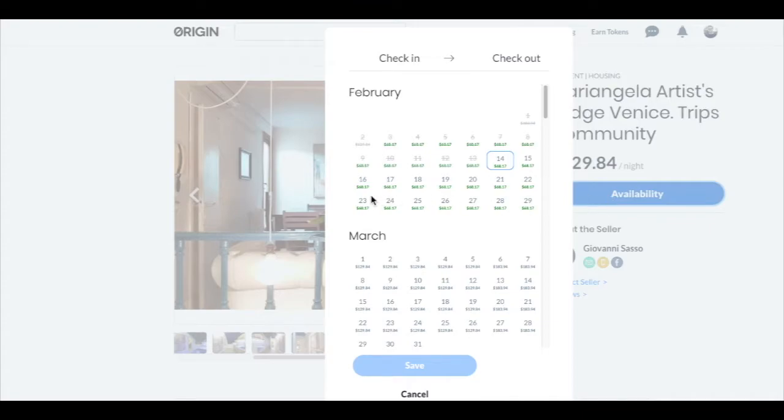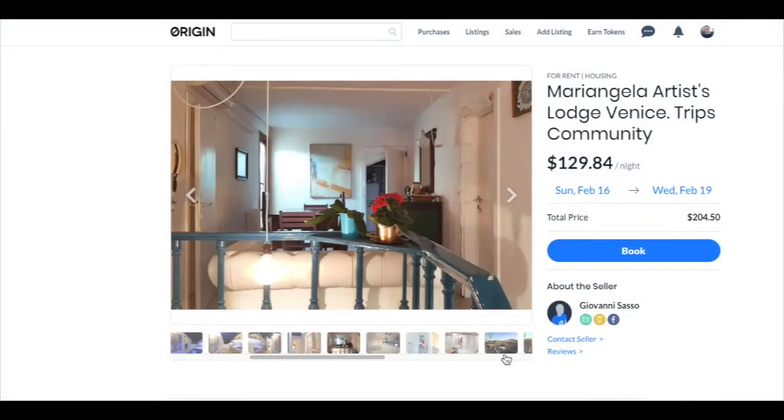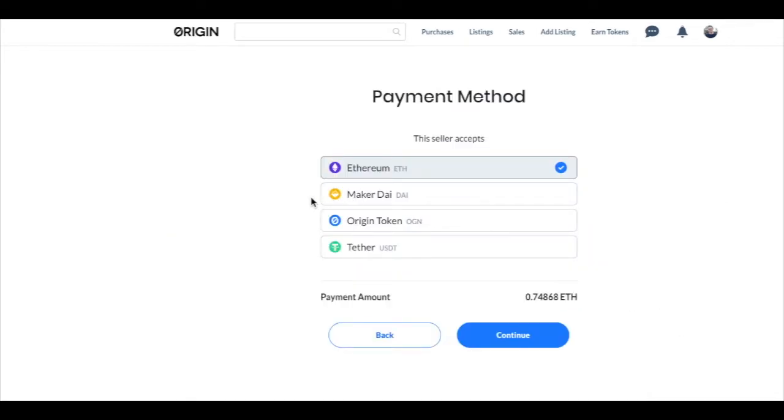It's free. I want to book from the 16th to the 19th, my checkout date. So it's 3 nights for a total price of, okay, $204.50. Let's book. Here, I'm presented with a choice to pay in 4 different cryptocurrencies.